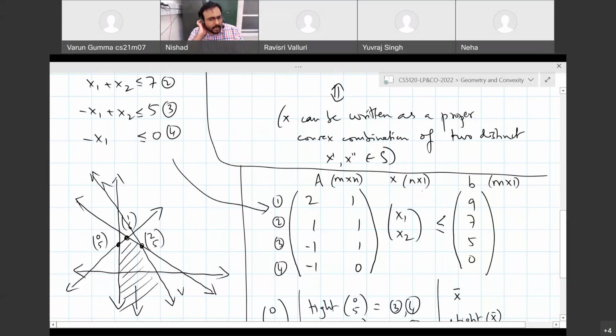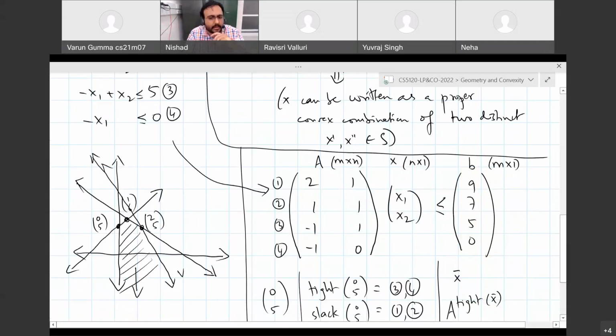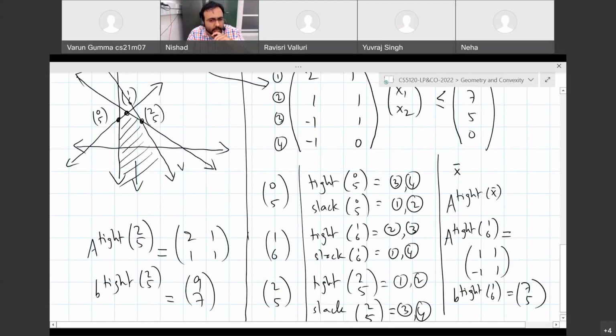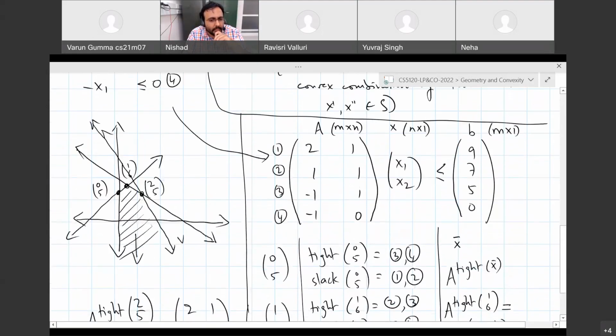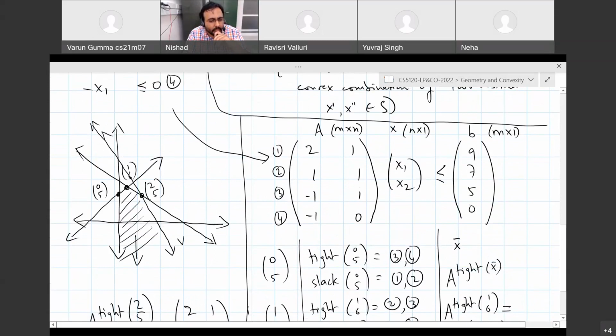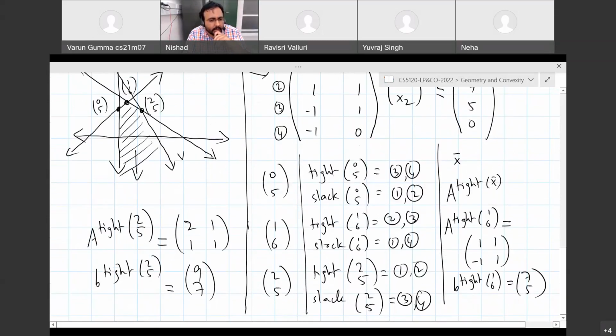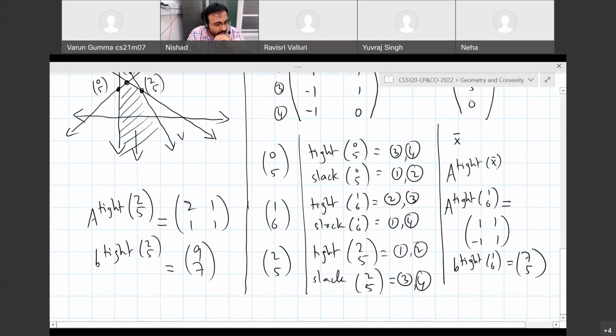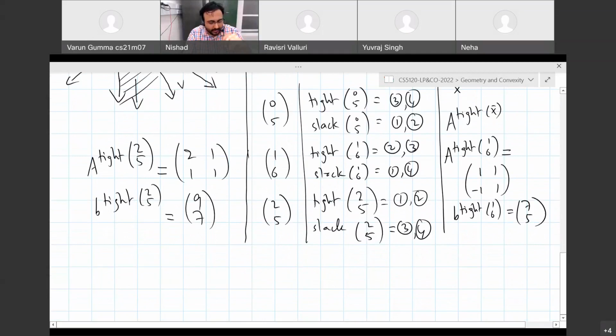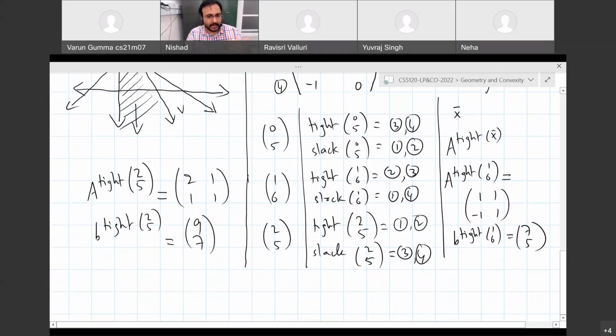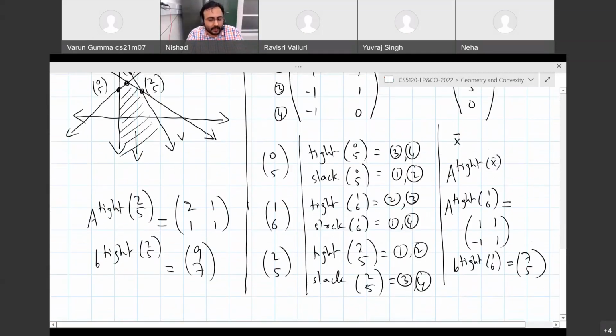So if A is an m cross n matrix and B is an m cross 1 vector, what should the rank of the extreme point's A tight matrix be? Full rank. So all n. Exactly. It should be equal to n, right? So already by this discussion, you can see that the rank of the matrix should be equal to n if the point is an extreme point. And that is exactly what we'll be proving.